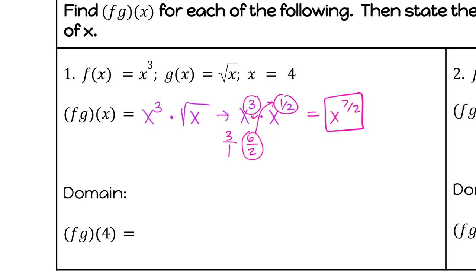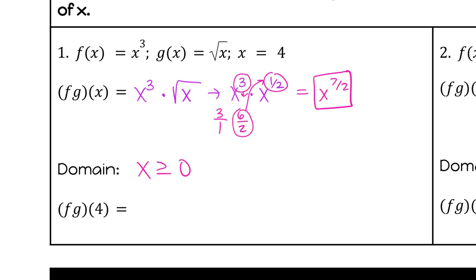Now our domain, same process here. This is a square root function, right? So the original one was a cubic. This has all real numbers, but this has a restriction. So we're going to have to take our most restrictive domain here. And this final product is a square root function, which means our domain, again, is going to have to be x is greater than or equal to 0, because we only want positive values for x here.